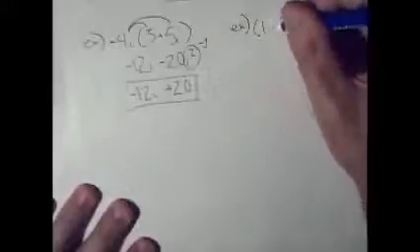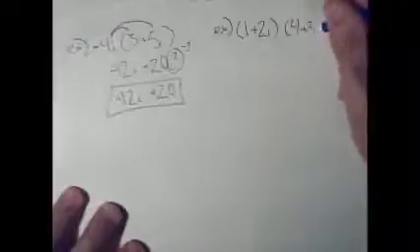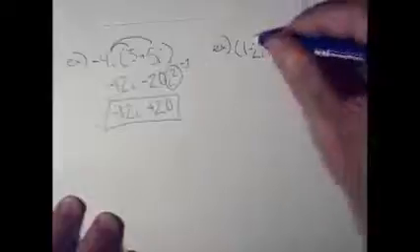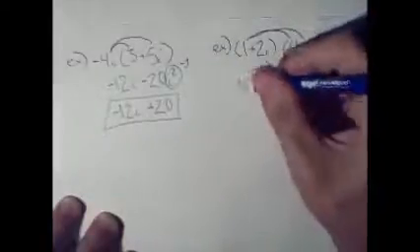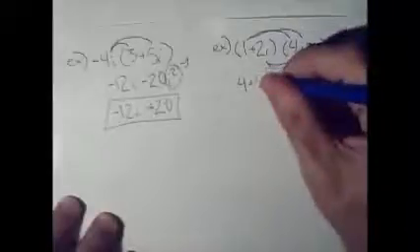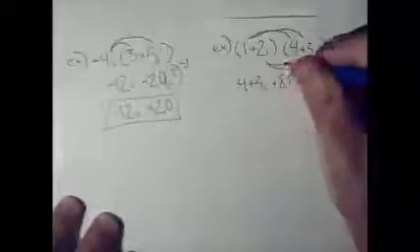Well, what if I have 1 plus 2i times 4 plus 3i? What I would want to do here is, just like with two binomials, let's FOIL it out and see what happens. 1 times 4 is 4. 1 times 3i is 3i. 2i times 4 is 8i.